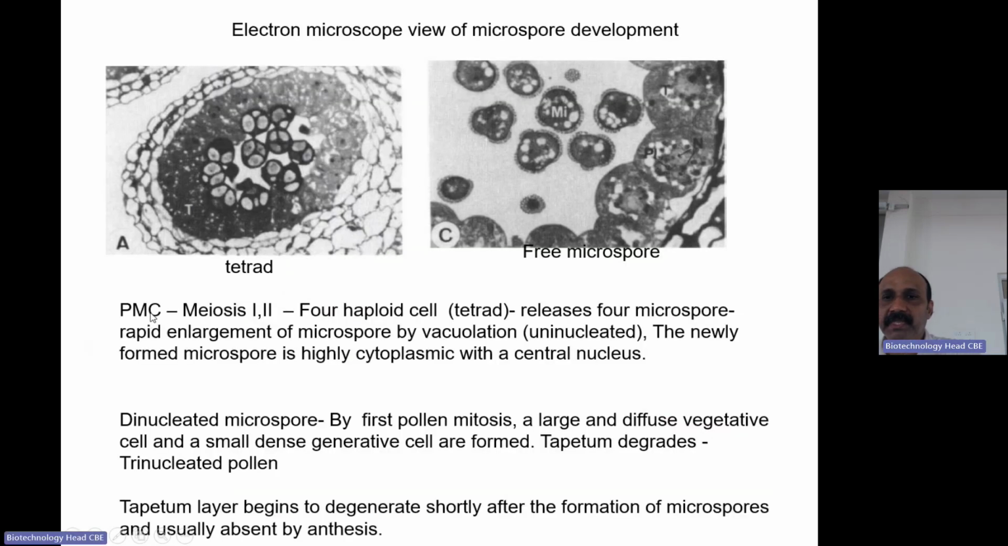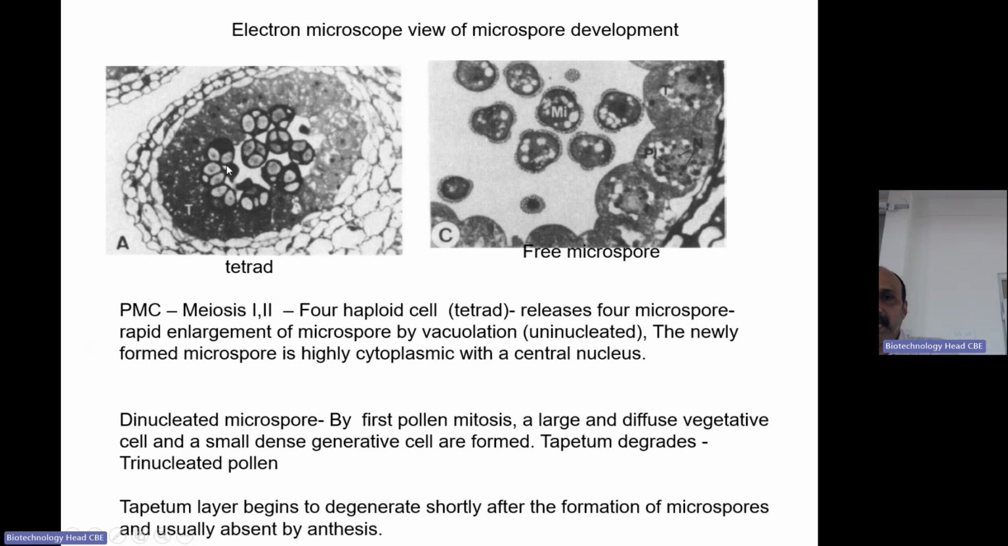So in the pollen mother cells, when it develops, it can be in the tetrad stage or the triad stage, the three cell stage. It undergoes meiosis 1 and meiosis 2, which gives rise to four haploid cells, the tetrad, which releases the four microspores. This enlarges into a uninucleate microspore, highly cytoplasmic with a central nucleus. You can also get a dinucleated microspore with the first pollen mitosis, giving the vegetative cell and also the generative cell.